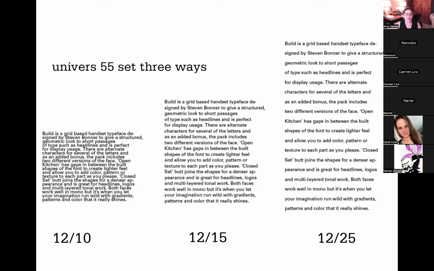So everybody got that correct in the chat. I don't see anyone choose 12 over 10. So bravo. We can all see that that's trash, terrible, can't read it. Okay, the next one is 12 over 15.